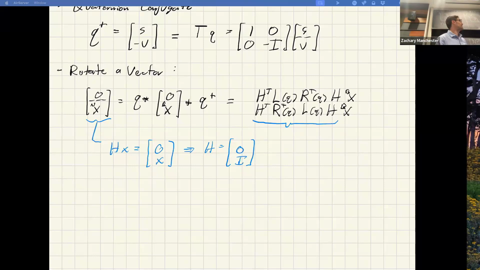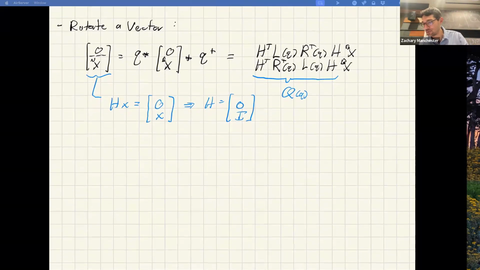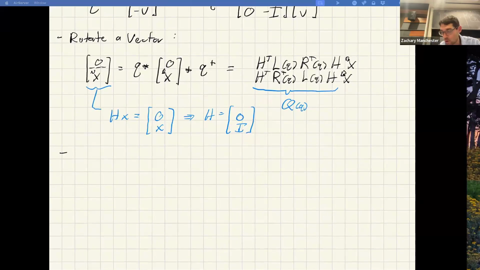And what is that thing? That's the rotation matrix Q, right? So this is how you convert a quaternion to a rotation matrix. This is big Q as a function of little q, and either one of those is equivalent. They give you the same answer. Okay, so now you know how to rotate a vector, and you know how to convert a quaternion to a rotation matrix. The last one I'm just going to throw at you because we're almost out of time is quaternion kinematics.